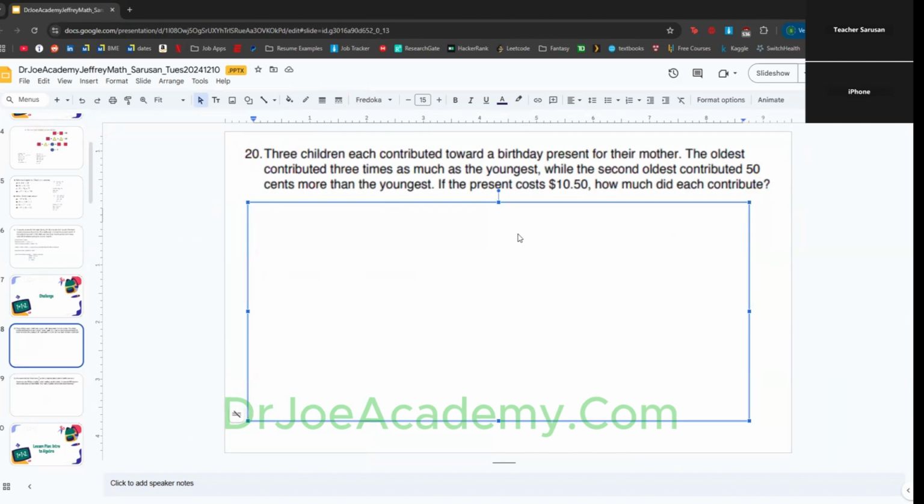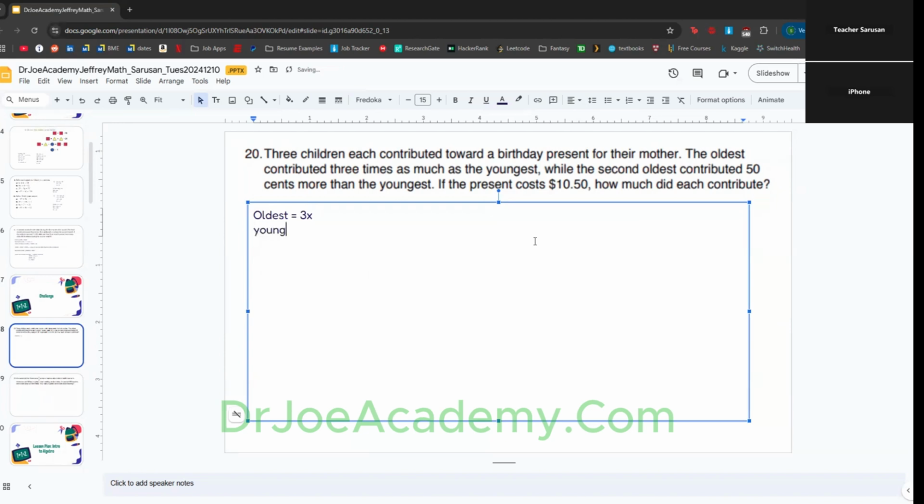So, I mean, we kind of have to write down our information. So, like the oldest, I guess we can just put oldest equals youngest times 3. Oldest equals youngest times 3. All right, so youngest, we'll just put x. We'll use x for everything. So we'll do 3x. And that then means youngest equals x. Okay, and then the middle, the second, equals x plus 0.5.